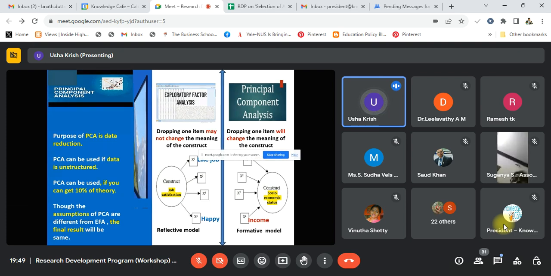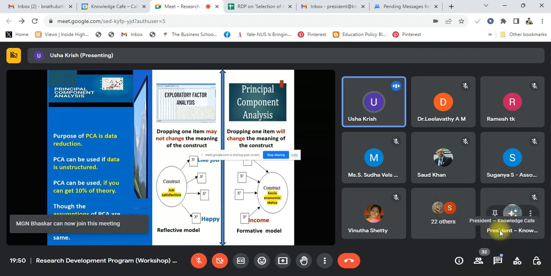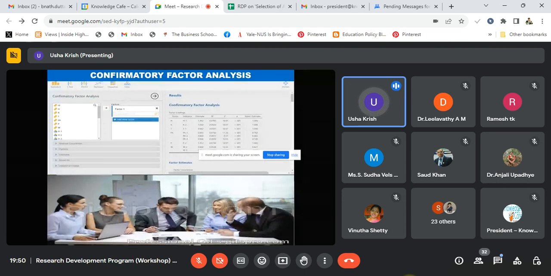So if you are using the formative model, go for PCA. If you are using the reflective model, go for EFA. That is what I want to convey. Now, the next analysis is confirmatory factor analysis. Now, as mentioned earlier, if I have developed the questionnaire based on review of literature, I should do both EFA and CFA. If I am using an already developed questionnaire, I need to do only CFA.